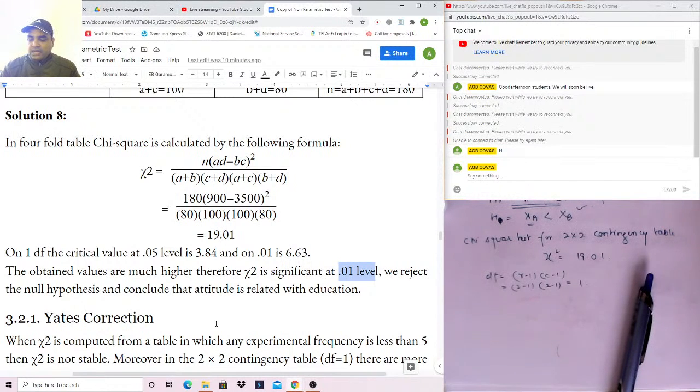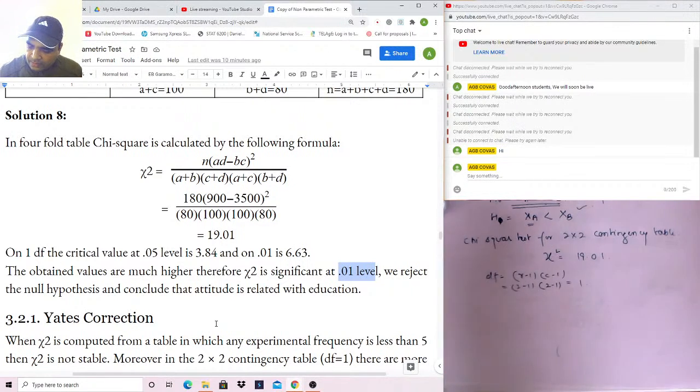Okay. What is our null hypothesis? It has to be that the attitudes had nothing to do with the question asked, that is, attitude versus educational qualification. So because here this calculated value is much higher, our null hypothesis is rejected, and therefore we conclude that the attitude is related with the education. Okay, so this is how we do this chi-square testing.